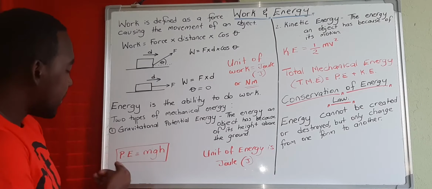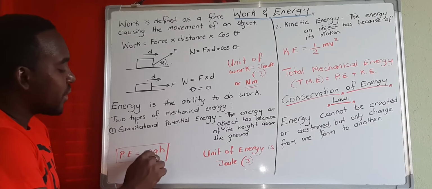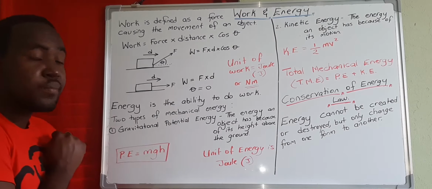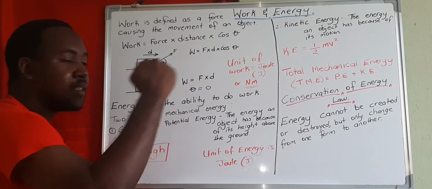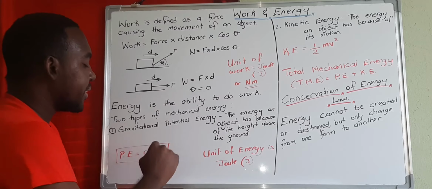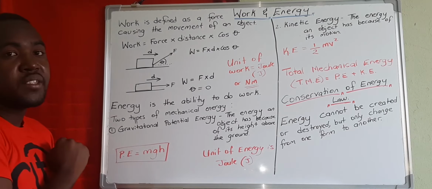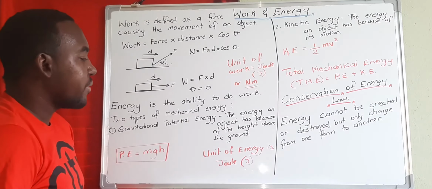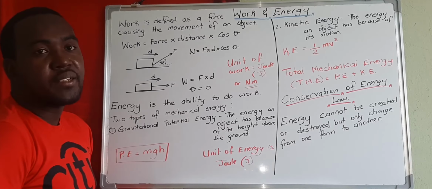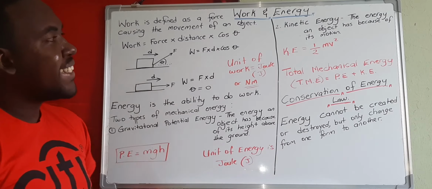We notice that PE is equal to mass times gravitational acceleration times h. The h here is important. If we don't have height above the earth, then we're not able to have potential energy. So once the object reaches the surface of the earth, we have no potential energy. And then our kinetic energy.